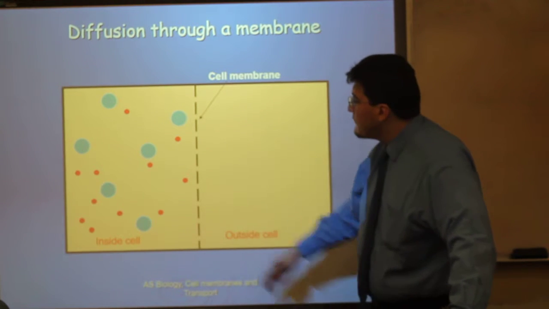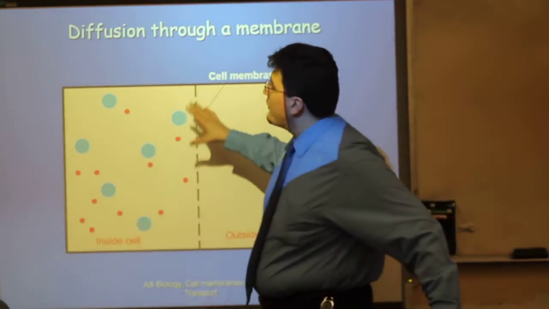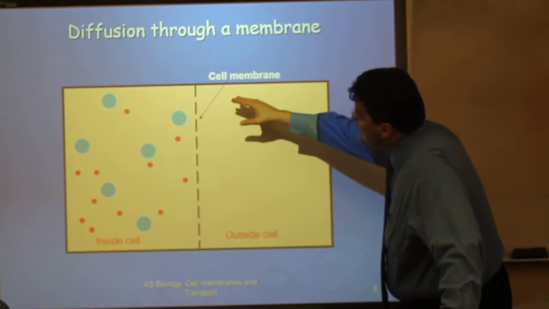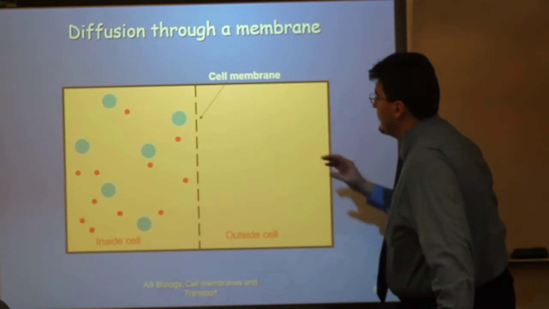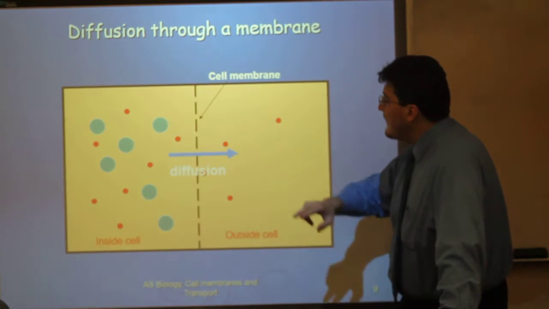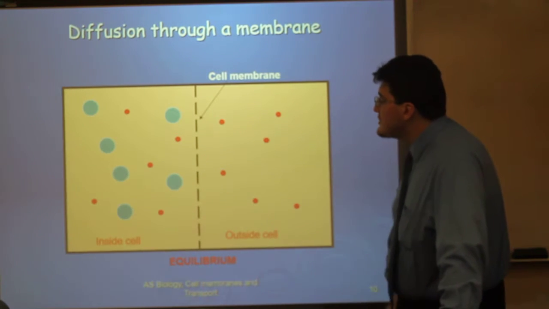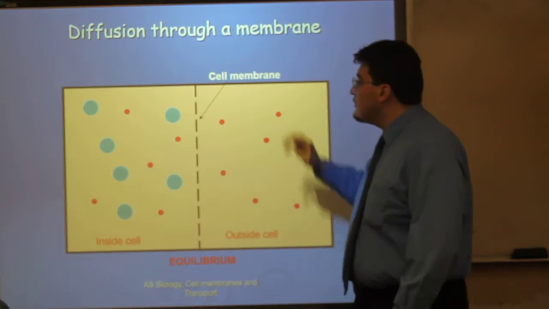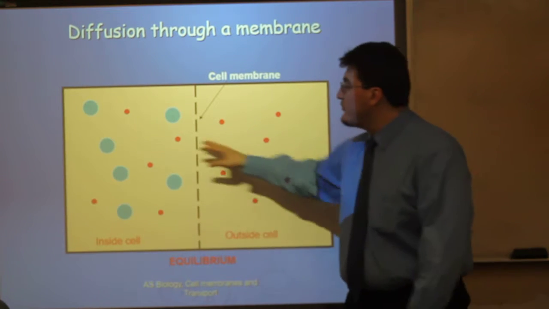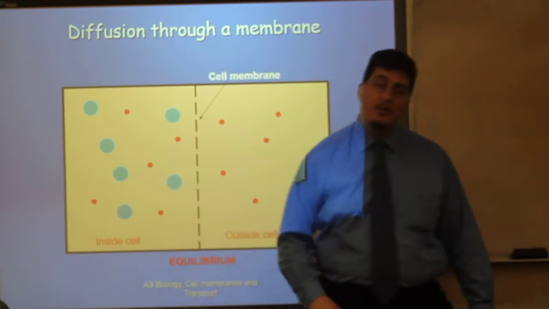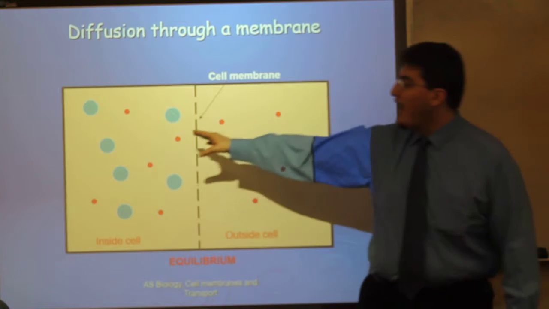So in this cell membrane, let's say that these molecules are both non-polar, but only molecules of a certain size are able to pass. Only the red molecules are able to pass. Eventually diffusion will occur until we have reached equilibrium of the red molecules, where there is no net movement back and forth of the red molecules. The blue molecules are still remaining behind.